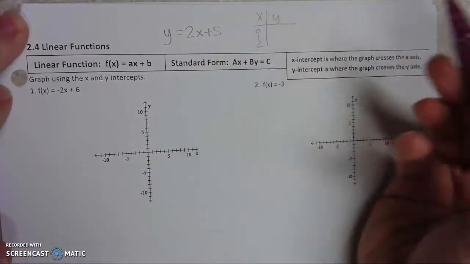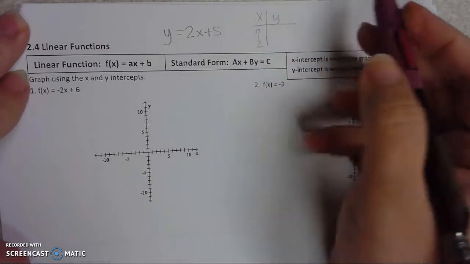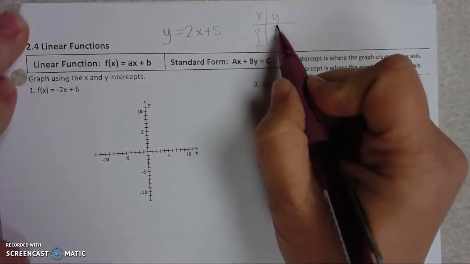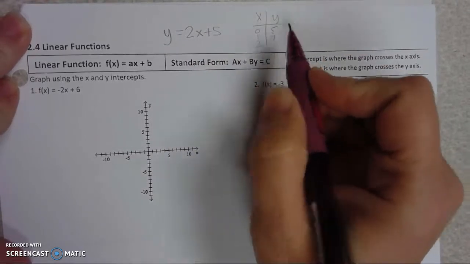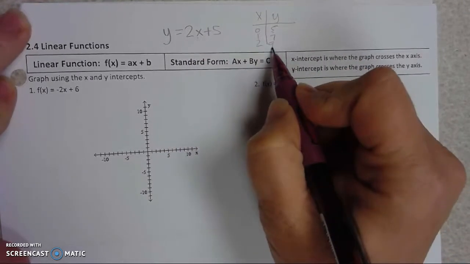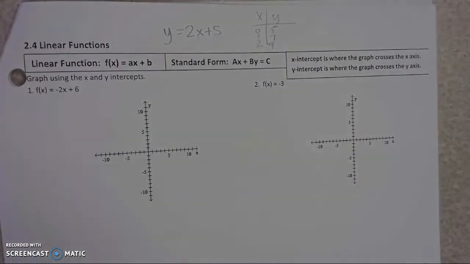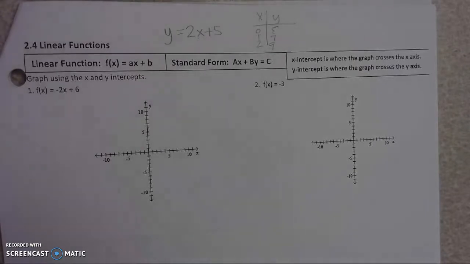We said we could pick anything we wanted for x, plug it in, and solve for y. So if I fill in 0, I get 5. If I fill in 1 for x, I get 7. And if I fill in 2 for x, I get 9. Okay, and so that's a way we can find solutions to these equations and also to graph them.